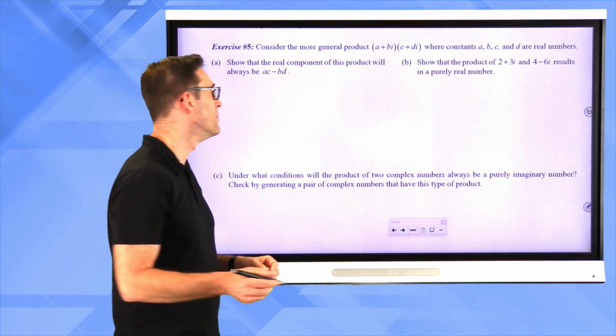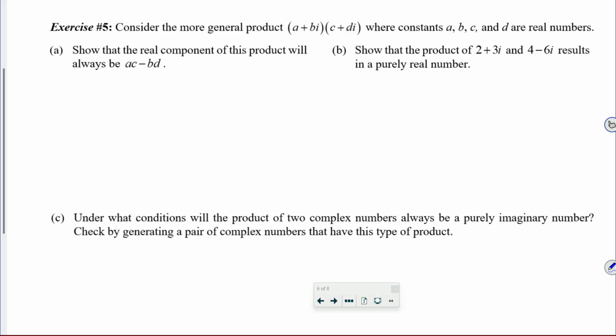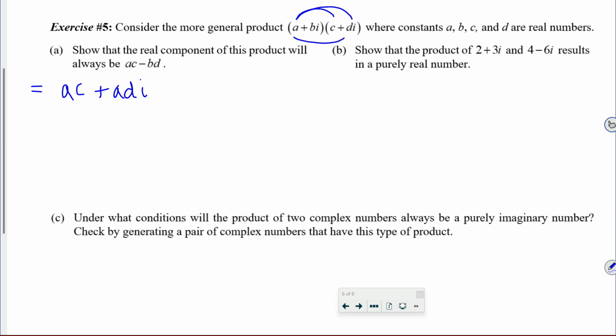All right, well, let's do it. So I'm going to treat this exactly the way I was treating those other things. Right, I'm just going to FOIL it out. So I'm going to have a times c, all right, then I'll have plus a times d times i. Whoops, no, I just did that one. Plus b times c times i, plus b times d times i squared. Now remember, a, b, c, and d are all real numbers.